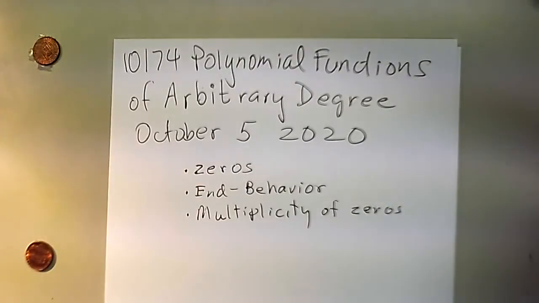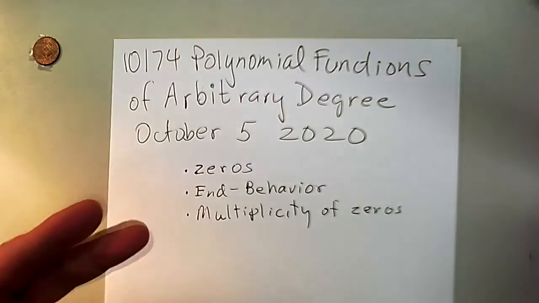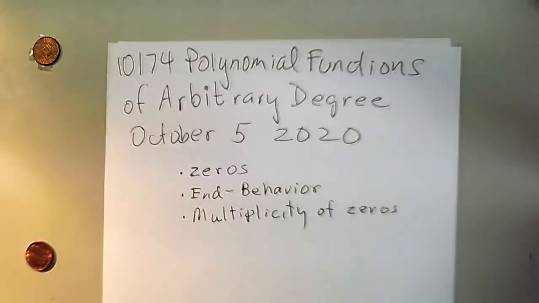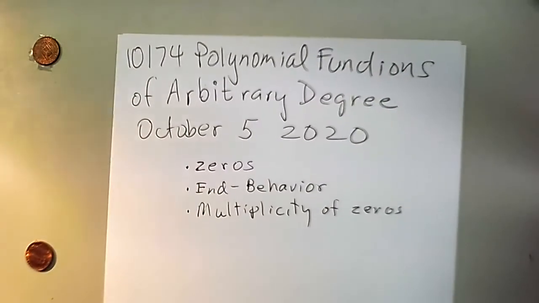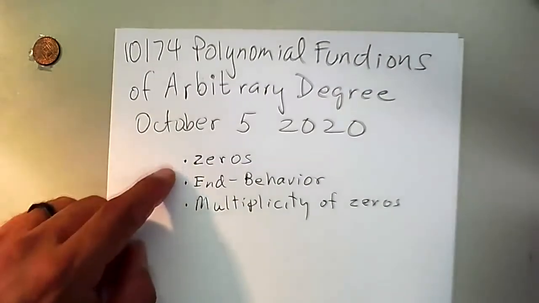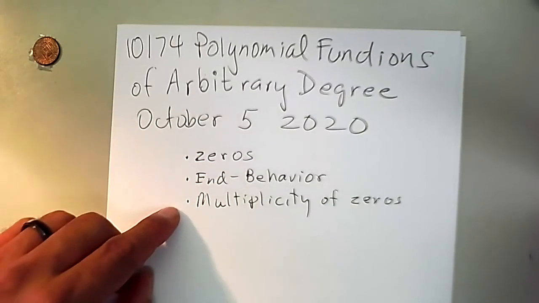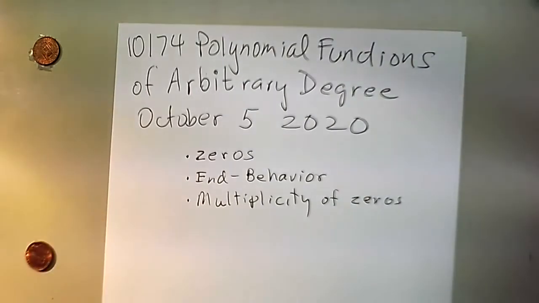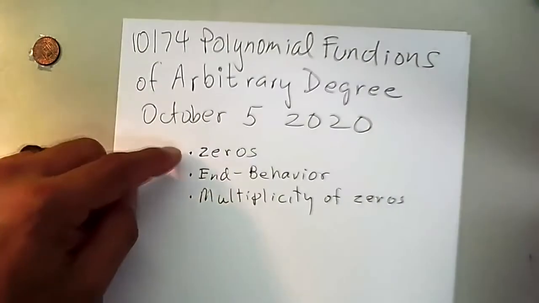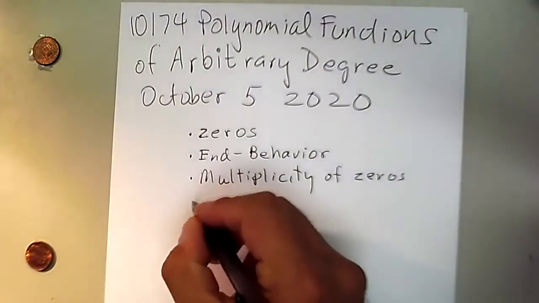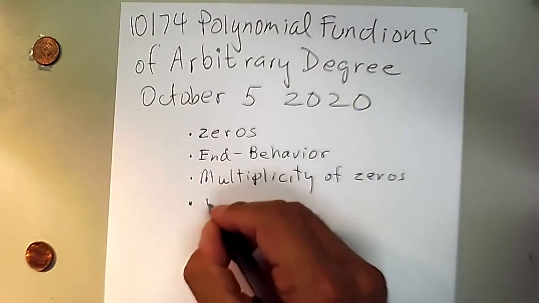In the last video, we saw polynomials of degree 2. Now we have polynomials of any degree. So it could be degree 1, or degree 2, or degree 3. And we're going to see it from a little different perspective. We're going to focus on the zeros and behavior, multiplicity of zeros, which has to do with zeros, and y-intercept.